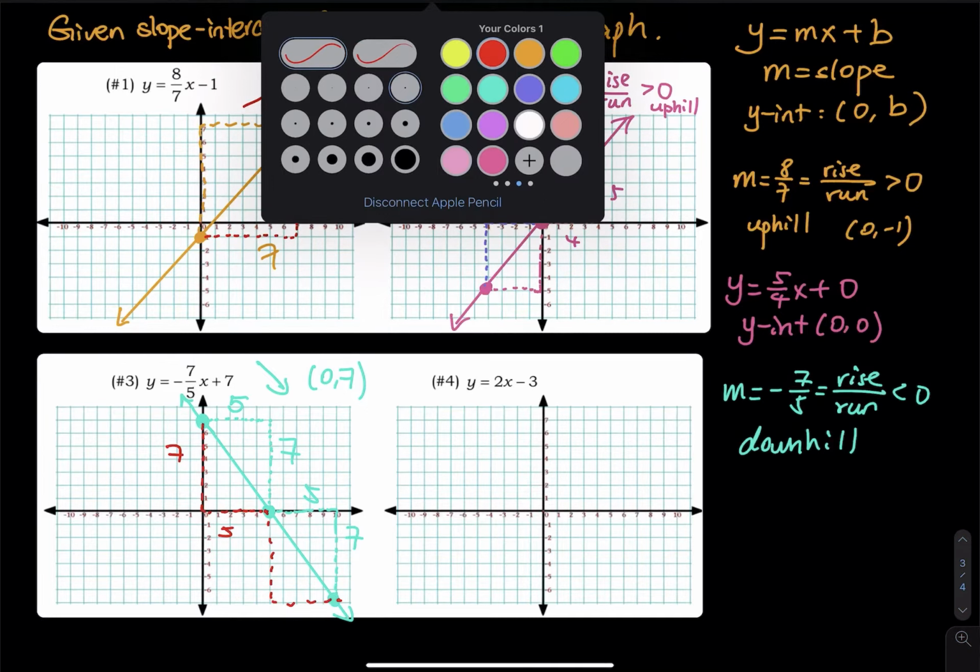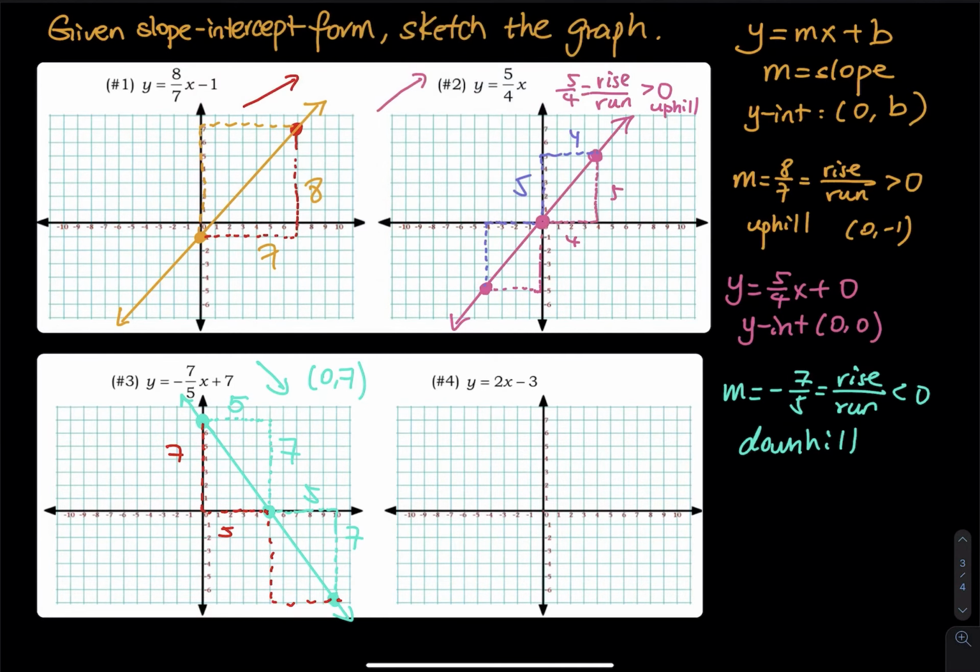And then moving on to number 4, we switch to another color. So number 4, we have y equals 2x plus 3. So 2x is the same thing as 2 over 1x plus 3. So the slope is equal to 2 over 1. That is rise over run greater than 0. So the line is going uphill. Going uphill looks like that. And then the y-intercept is at (0, 3). So at (0, 3), we have a point.